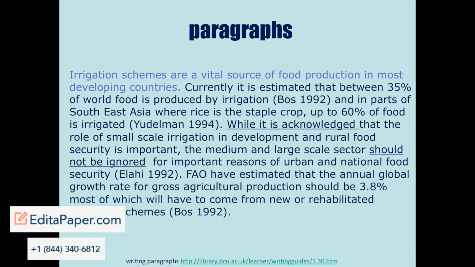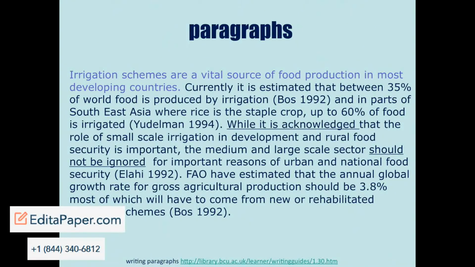Here's another one I found. Irrigation schemes, a vital source of food production. Okay, that's interesting. That sounds about right. Yeah, we need irrigation in order to produce food. And here's some evidence. Estimated that between 35% of world food is produced by irrigation, as a reference. That's some evidence there. And obviously that is important.